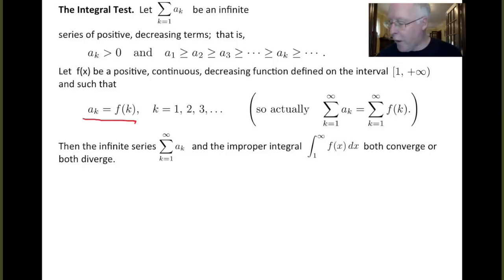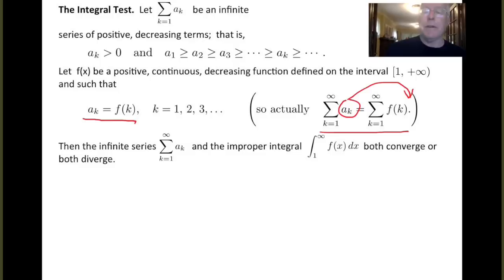And so really all that means is that the series summation k equals 1 to infinity a sub k could be written as a summation k equals 1 to infinity f of k. And usually whatever you see here behind the sum will do for the function f of k. Just replace the k's by x's.